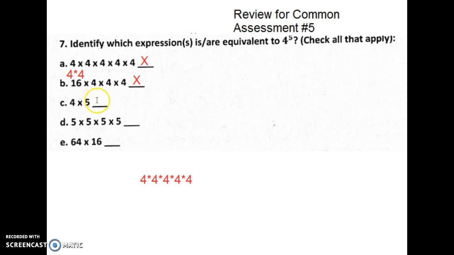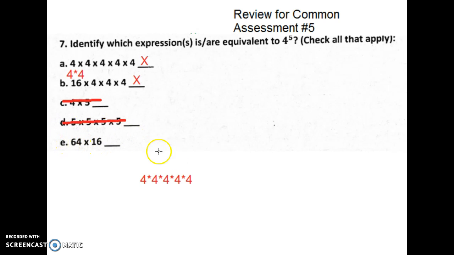Now 4 times 5, well, that equals 20. That's not going to be the same as 4 times 4 times 4 times 4 times 4. So no, that's not right. What about 5 times 5 times 5 times 5, is it the same? Unfortunately, it isn't. You cannot do that.